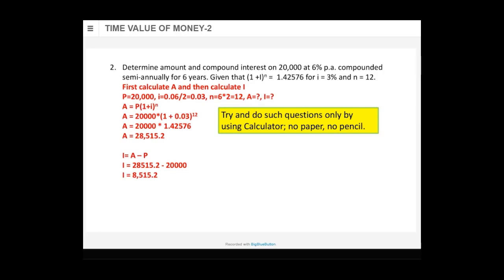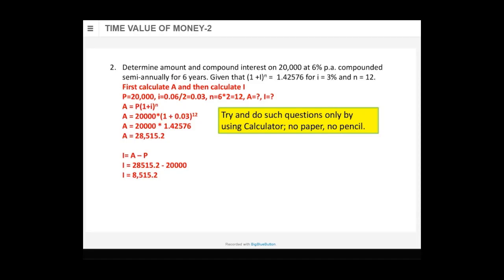In the question, it's given ready-made as 1.42576. So take that, 1.42576 into 20,000. So basically what did you have to do? Whatever is given, the raised-to value, just multiply by the amount. That's it. Nothing else to do, that's why I said use the calculator. Whenever this raised-to value is ready-made, P into that. Once you have A, from A you subtract P and you get the interest.